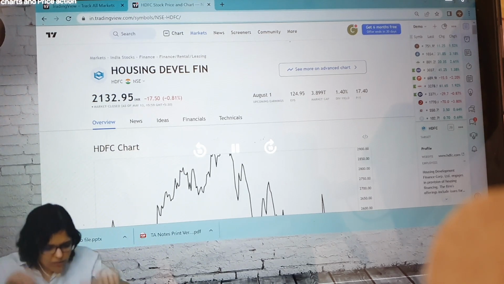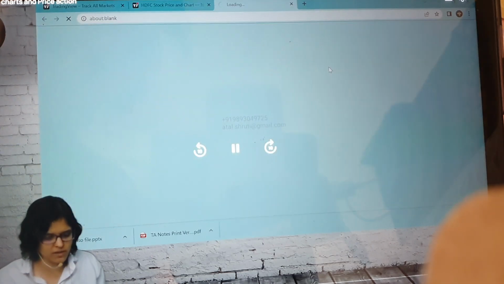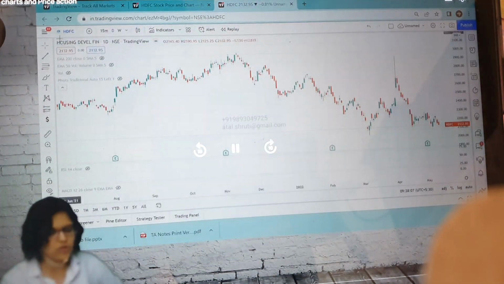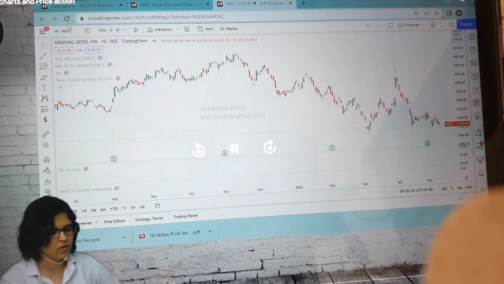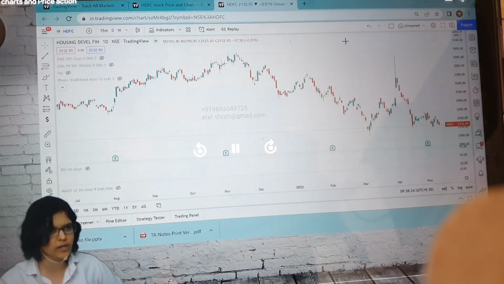Basic information I've got. Now if I want to see more on the chart, what do I click? See more on advanced chart. Okay, so I click here. Here again, just in case it is not visible, wherever I'm hovering the mouse, I'm also reading it aloud. Here you can see the name of the script, HDFC. If I click plus here, it will ask me for any other comparison symbol, but right now we're not going to go into that. I'll teach you afterwards.